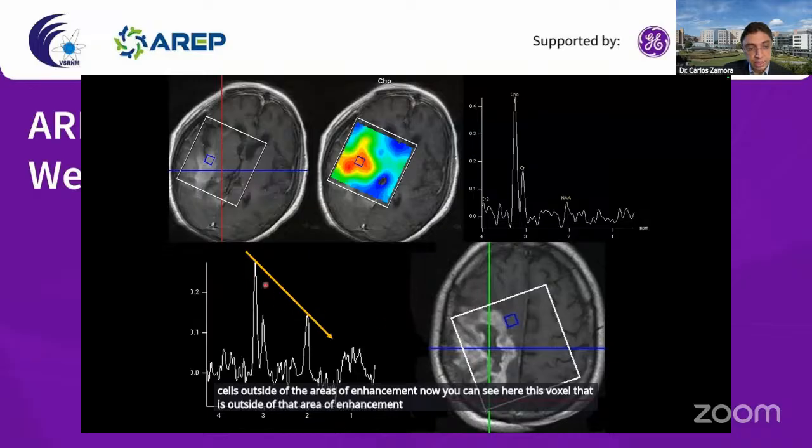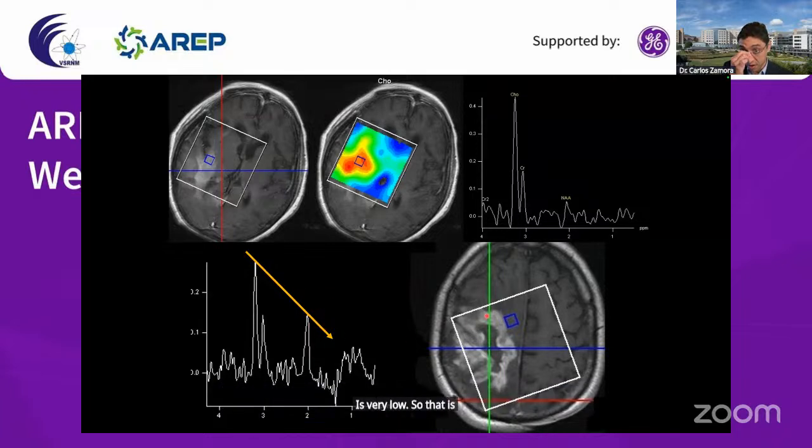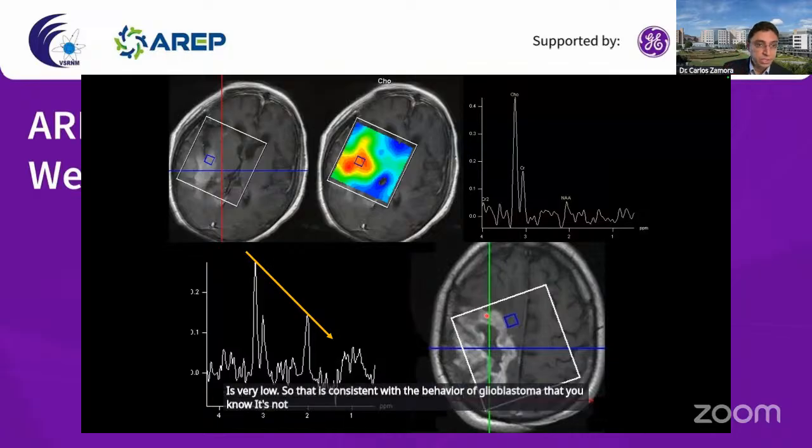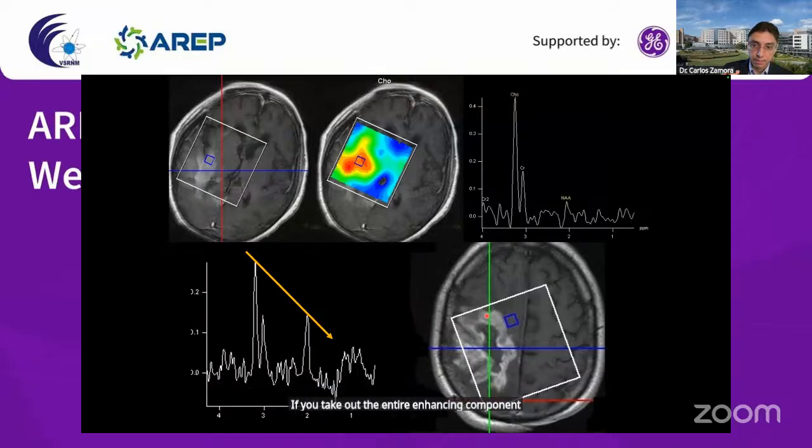You still see that there is an abnormal spectrum, right? Choline is very high and acetyl aspartate is very low. So that is consistent with the behavior of glioblastoma, that it's not only the enhancement that we see, but we know that there is going to be malignant cells scattered throughout the brain, and that is why it is such a difficult tumor to treat.